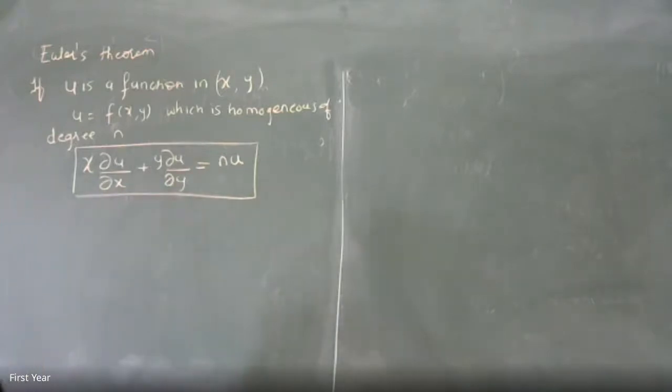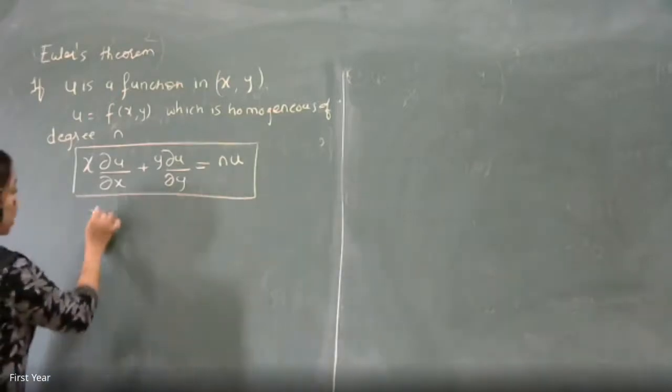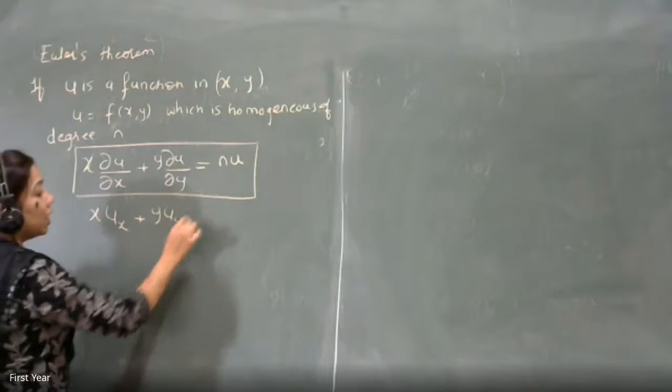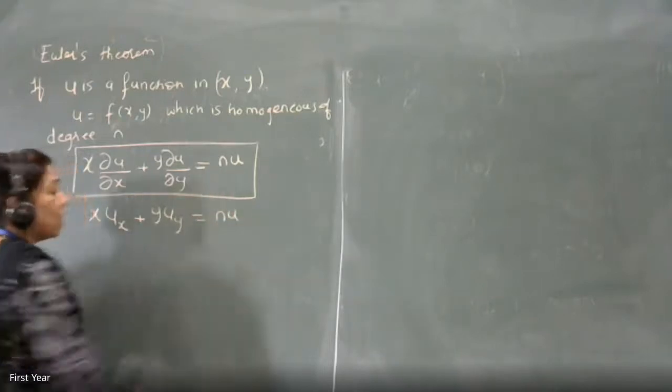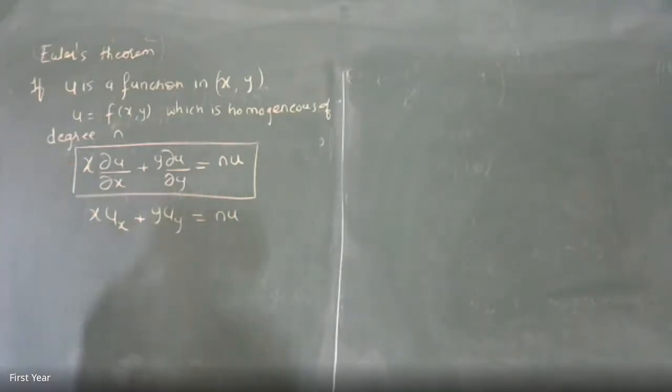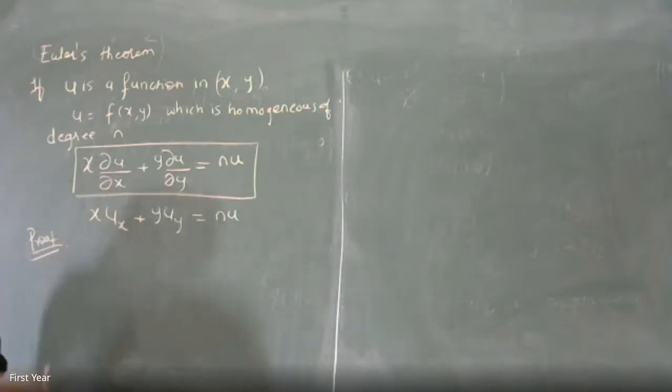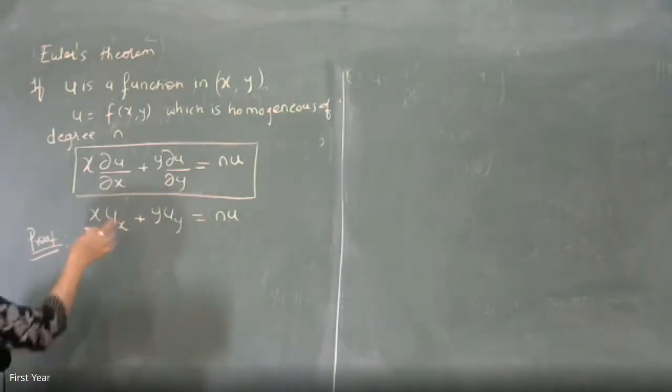If u is a function in x, y which is homogeneous of degree n, then x del u by del x plus y del u by del y is n into u. This can also be written like this: x u suffix x plus y u suffix y is equal to n into u. And this is not difficult to prove, it is quite simple. Nobody will ask you the proof, but you should know it. The remaining ones I won't prove, but this one I'll show you.